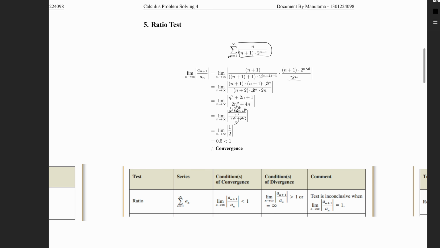So 1 over 2 is 0.5. We know that 0.5 is less than 1, therefore we get this requirement right. So it is convergent.